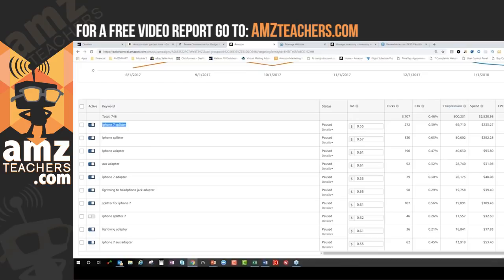There are multiple numbers. But to me, click-through rate based on your pay-per-click campaigns absolutely tells the rest of the story, okay? I know for a fact iPhone 7 Splitter has higher search volume than iPhone Splitter, or did at the time, but iPhone Splitter converted better for me, and so I would focus more on that, and you'd make adjustments to make that happen.